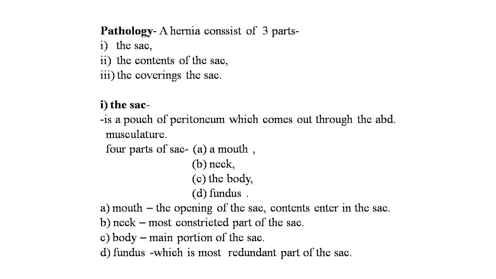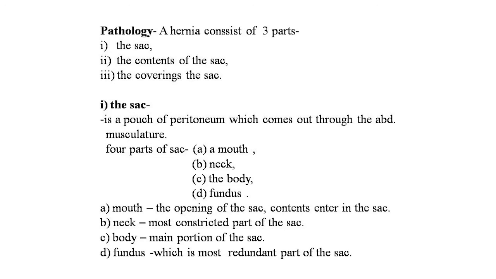Now the pathology of the hernia. A hernia consists of three parts. One is the sac, second is the content of the sac and third is the covering of the sac. First is the sac. Hernial sac is a pouch of the peritoneum which comes out through the abdominal musculature. Four parts of the sac are there: one is the mouth, second neck, third is the body and fourth is the fundus.